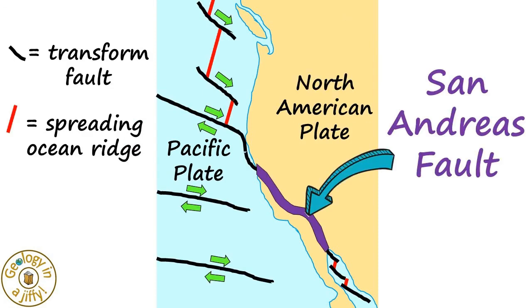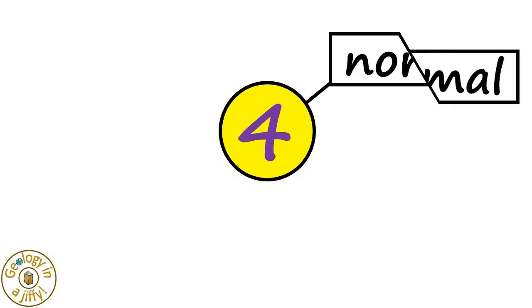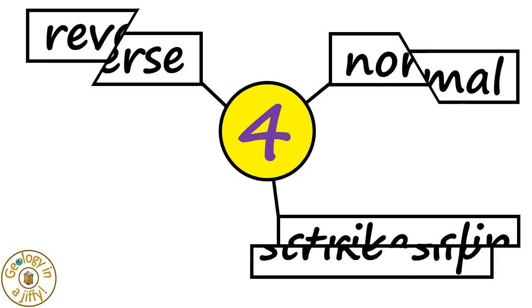Fault in New Zealand. The 4 types of fault: normal, reverse, strike-slip, and transform.